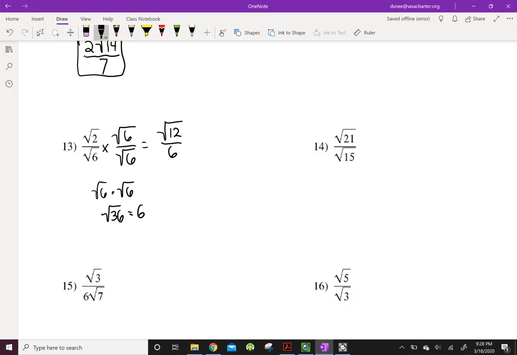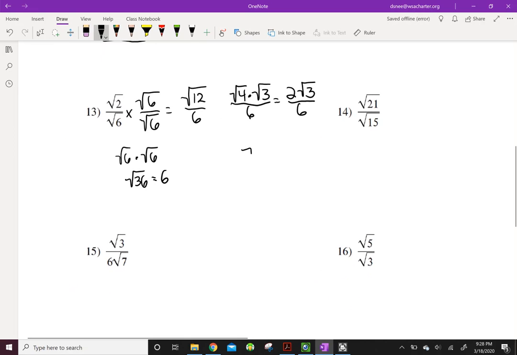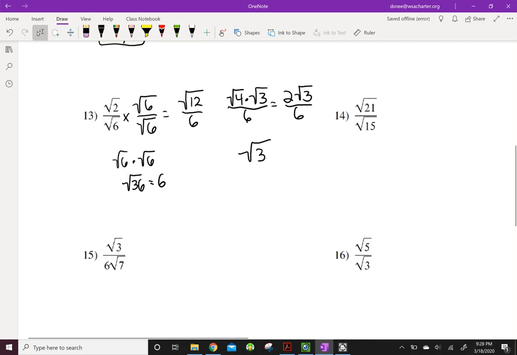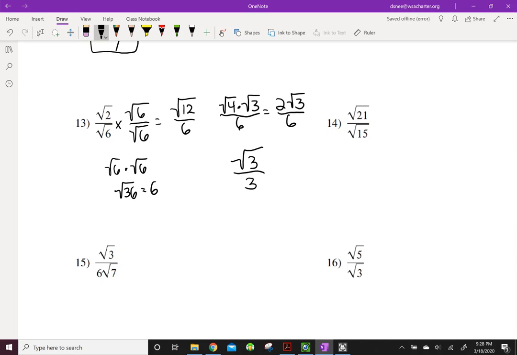And 12 can be factored out, right? 12 is equal to the square root of 4 times the square root of 3. And the square root of 4 is 2, so that's where that comes from. 2 root 3 divided by 6. And I know that 2 divided by 6, or 6 is divisible by 2, and I wind up with 3 in the denominator, so the square root of 3 divided by 3 is my final answer there.